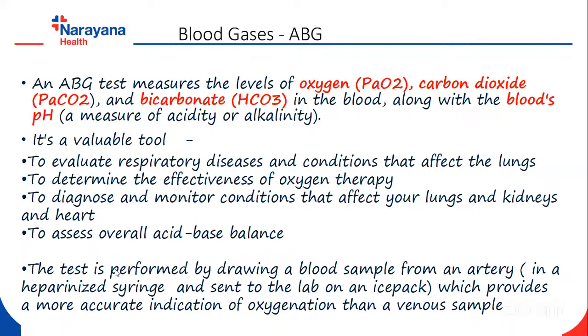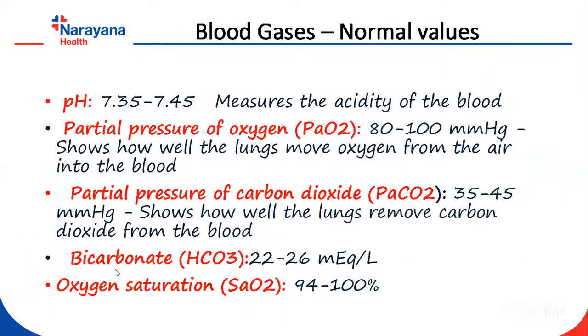The test is performed by drawing a blood sample from an artery in a heparinized syringe and sent to the lab on an ice pack. This provides a more accurate indication of oxygenation than a venous sample. The pH is usually 7.35 to 7.45. It measures the acidity of the blood.